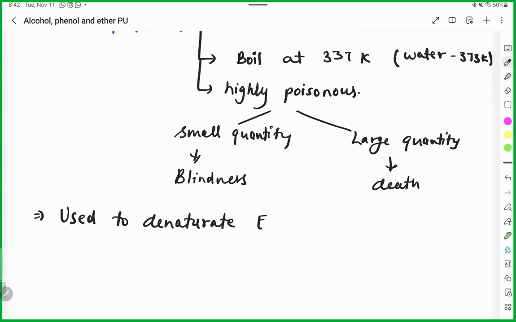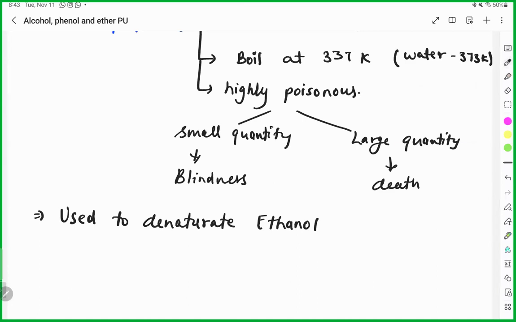Denatured ethanol, denatured alcohol. What is it? Denaturation means you are destroying the nature of ethanol. Ethanol should have only C2H5OH, but if you add something else, that is denaturation. You have denaturation of alcohol in the next topic, ethanol.